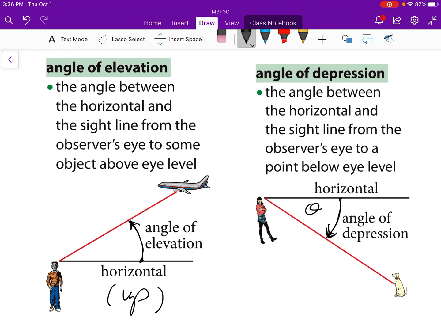And we label the angles like we did last lesson, okay, with theta here. All right. So those are the ideas there that we've got to sort of look at: the angle of elevation, the angle of depression, for a variety of different questions.